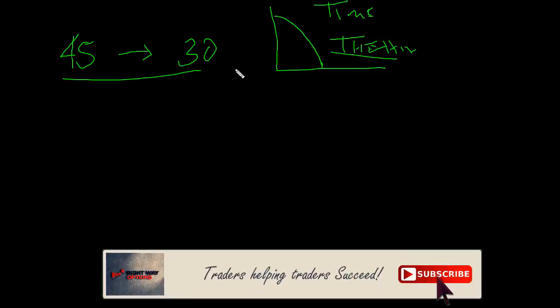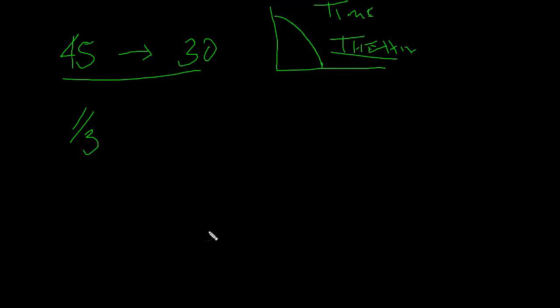So here's the rule. Anytime I put on a credit spread, I look for approximately one third of the spread as a credit. Man, I can't write with this thing. One third of the spread as a credit. You want to get that number that makes it worthwhile.